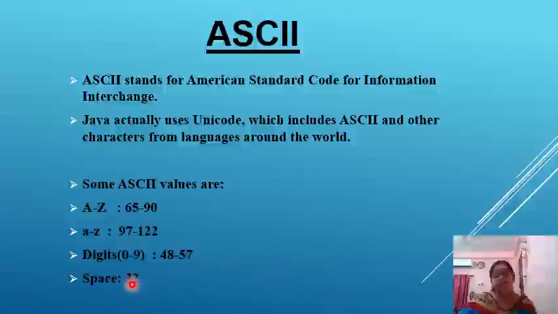And space has its own value also. Java gives very much importance to a space also. A space has a value of 32. It means if we subtract 65 from 97, we get 32, which is the space. These were our ASCII values which we will use during the program.